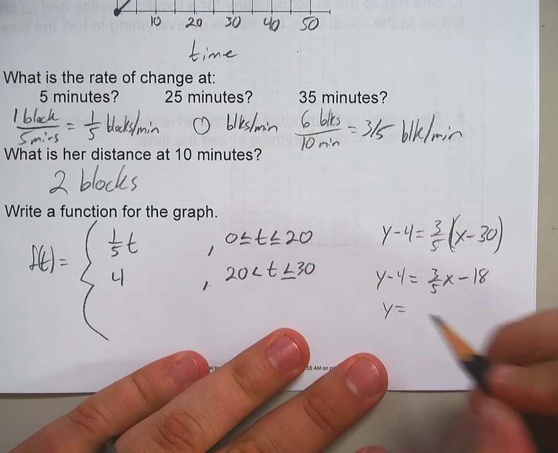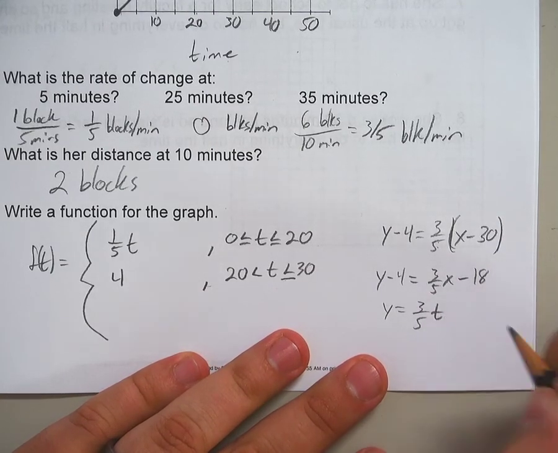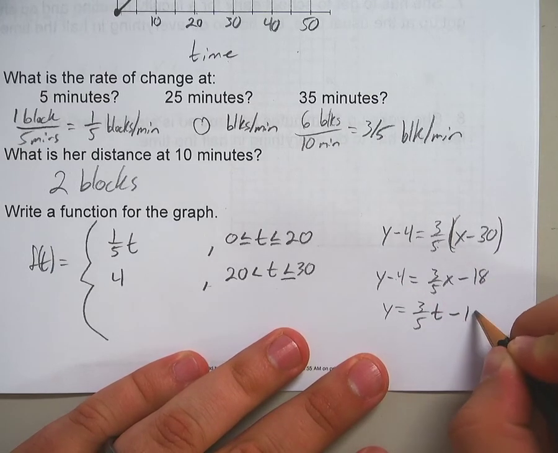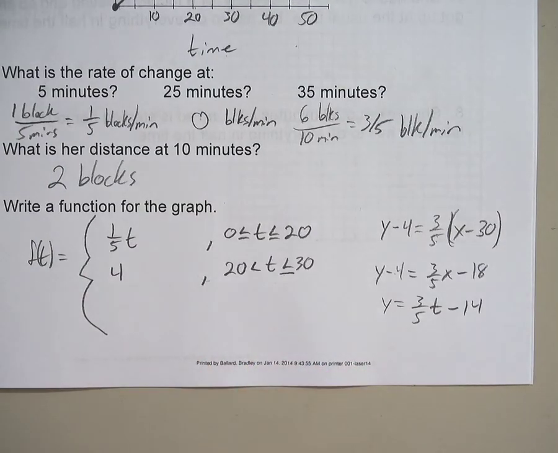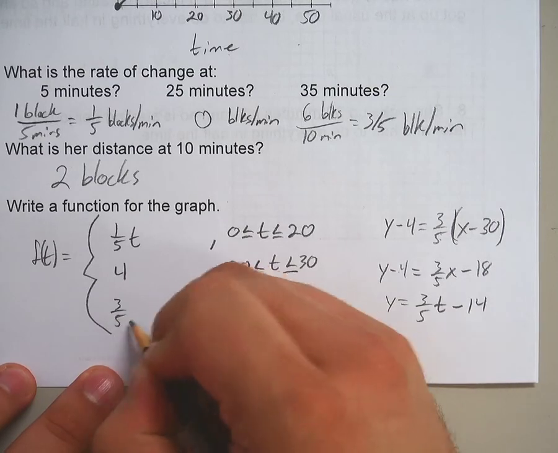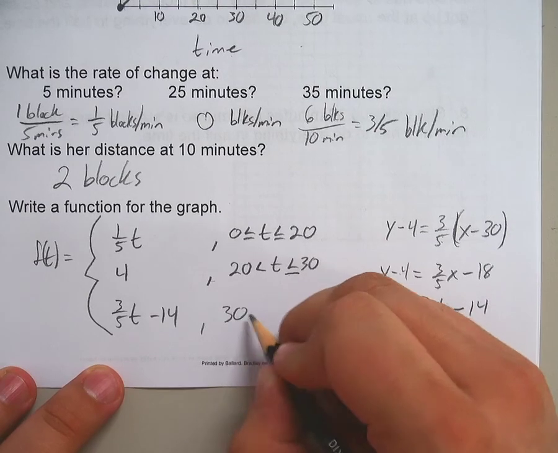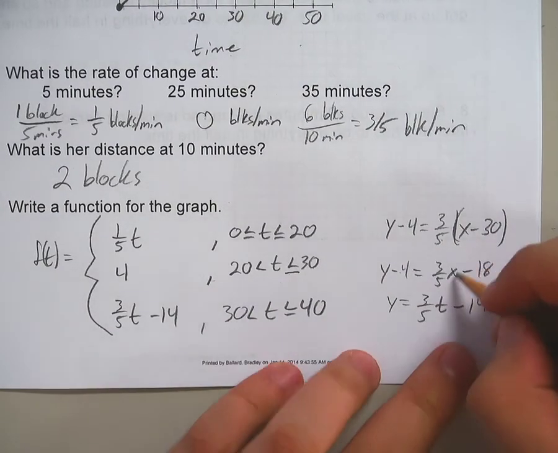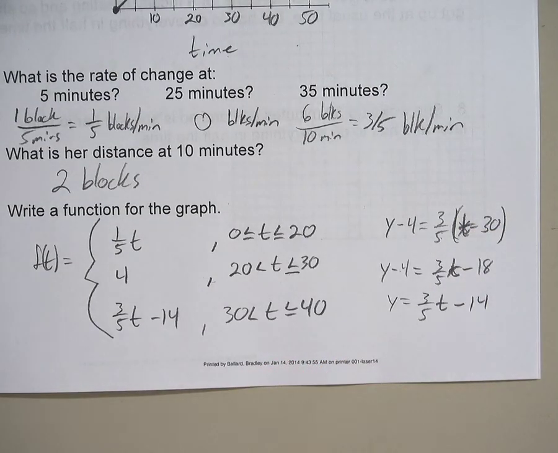Add your 4, y is, oh, and I'm sorry, I'm using x. Why am I using x? 3/5 t. Add 4 to both sides, minus 14. There we go. 3/5 t minus 14, and that is going to go from 30 not touching to 40 touching. These should all be t's. I apologize. Where is my mind? Where has my mind gone? I don't know. Let me go find it real quick.